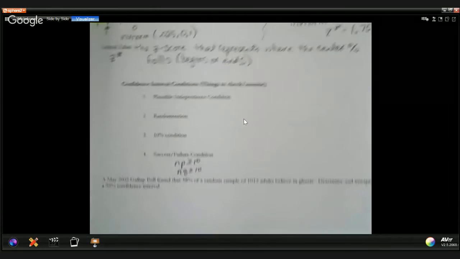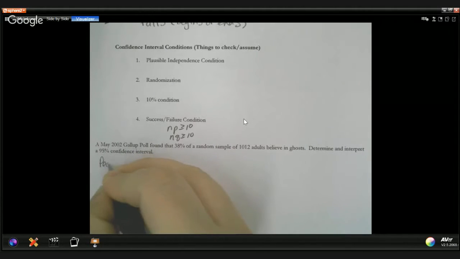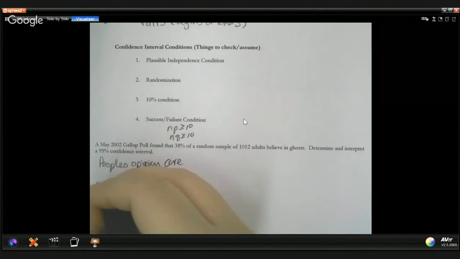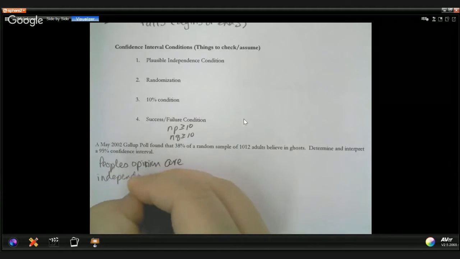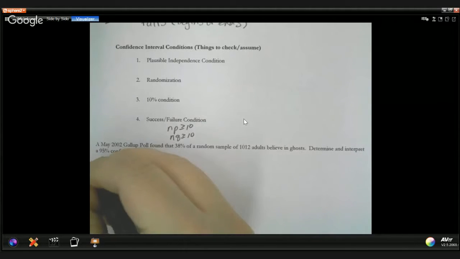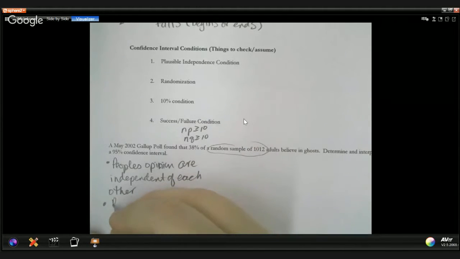talk about this first problem. The first thing we need to do is check our conditions. So in May 2002, a Gallup poll found that 38% of a random sample believe in ghosts. Okay, so people's opinions are independent of each other. So there's the first condition. The second condition is it says it's random. Random sample of 1,012 adults.